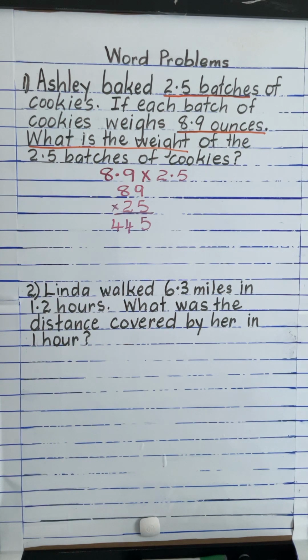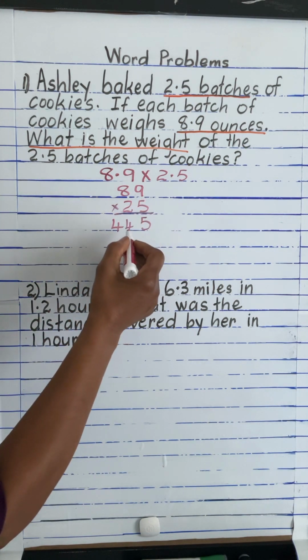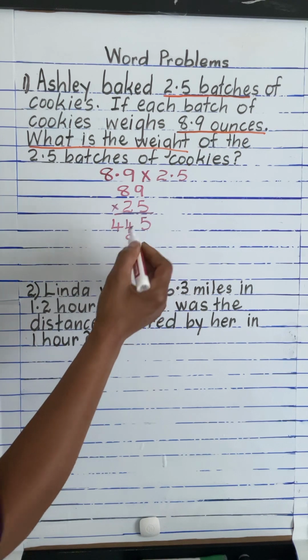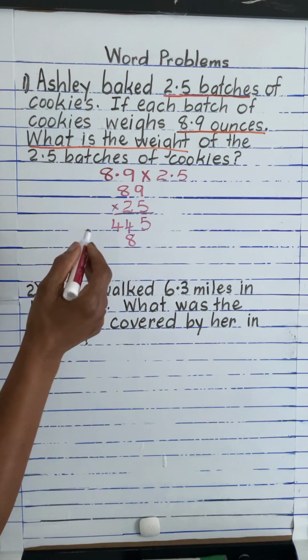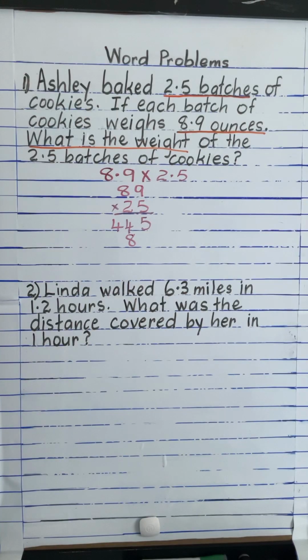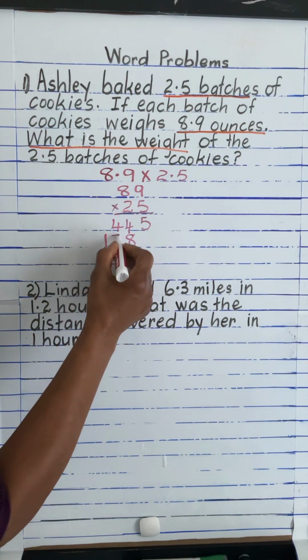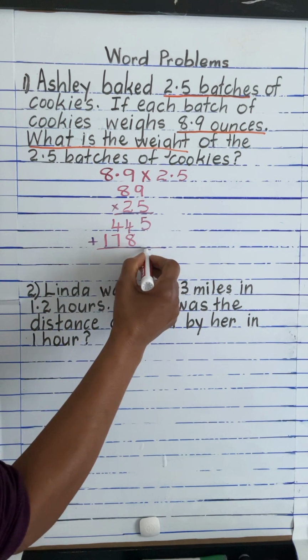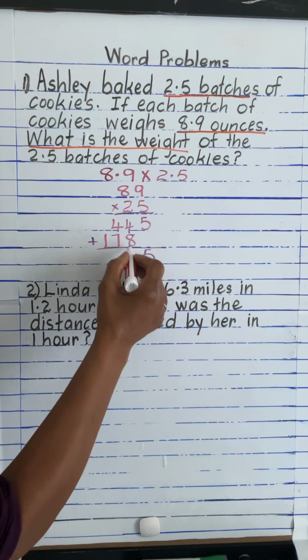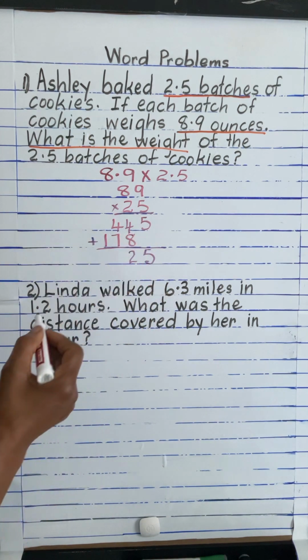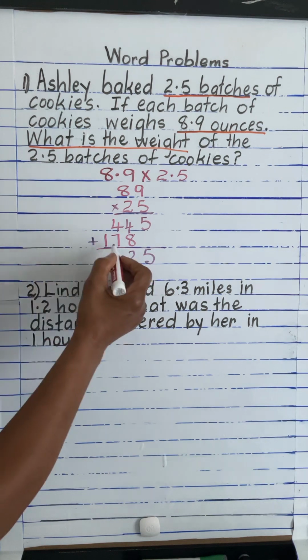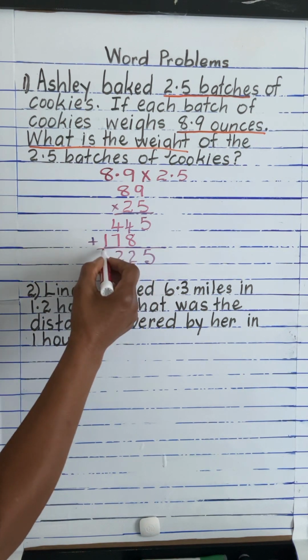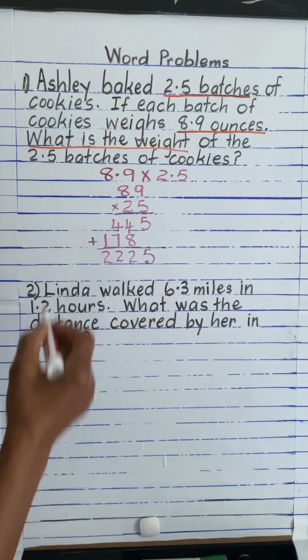Now we multiply by the tens. 2 times 9, 18. We can put a 0 there as a placeholder, or we can leave it blank. 2 times 8, 16, and 1, 17. And now we go ahead and we add. 5. 8 plus 4, 12. 7 plus 4, 11, and 1, 12, and 2.